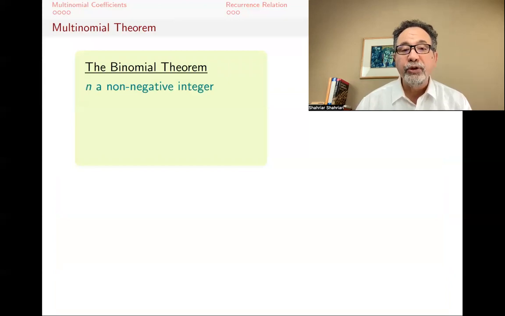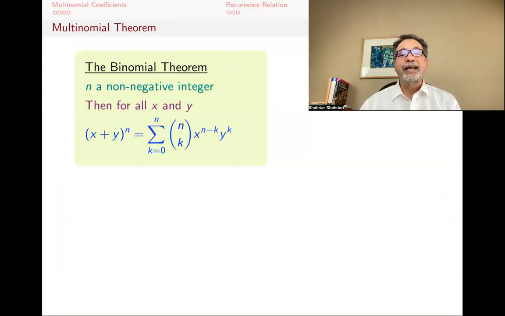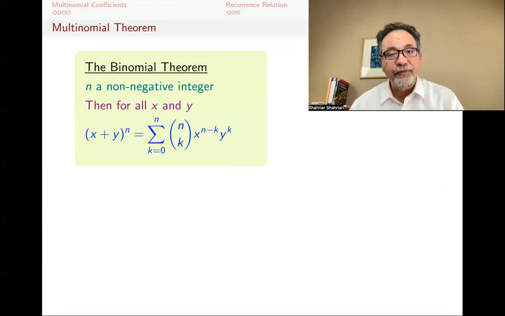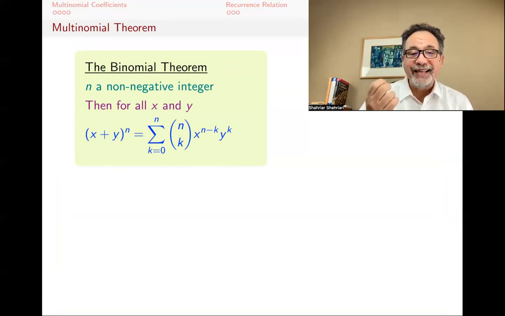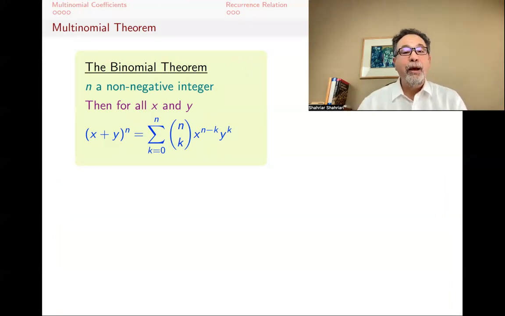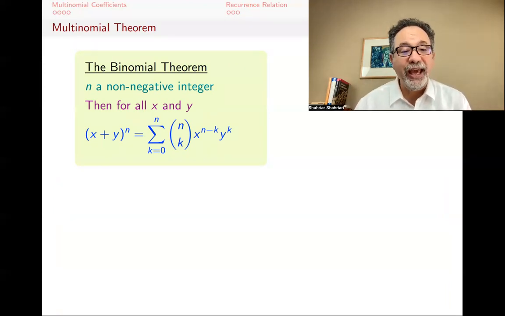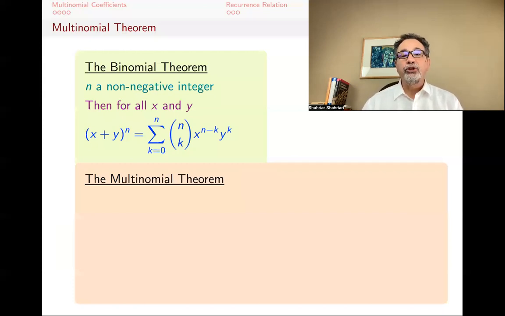The binomial theorem was that if n is a non-negative integer, then for all x and y, (x plus y) to the n is a sum of these terms. Each term is x to the n minus k, y to the k, but the coefficient of that is n choose k. Now, what we want to prove is the multinomial theorem, which is a generalization of the binomial theorem.